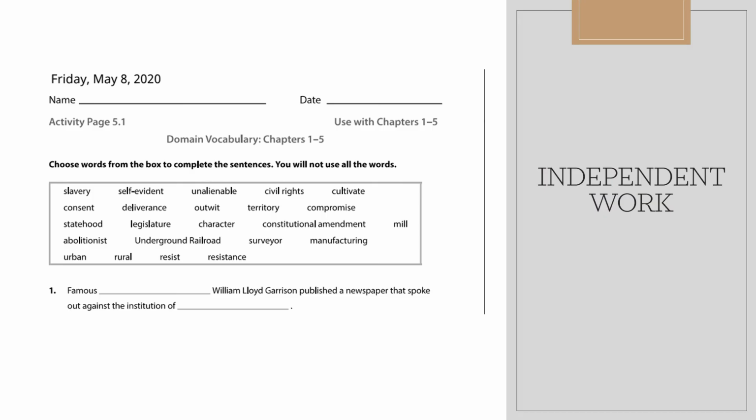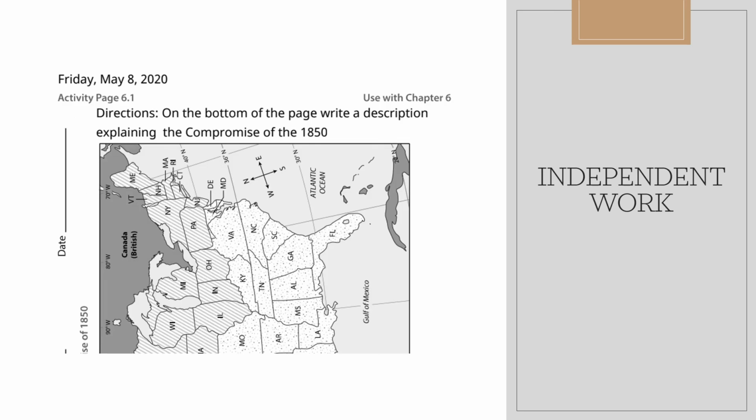All right, when you're done, your independent work today is domain vocabulary, and it's filling in the blanks. So you're going to see a series of sentences with blank spots in them. The first one says, famous blank, William Lloyd Garrison published a newspaper that spoke out against the institution of blank. So you're just going to look in the word box and try to find the words that fit in those blanks. When you're done, on the other side, there's going to be a map, and on the bottom of the map, I want you to write a description explaining what the Compromise of 1850 was and see if you still remember about that.